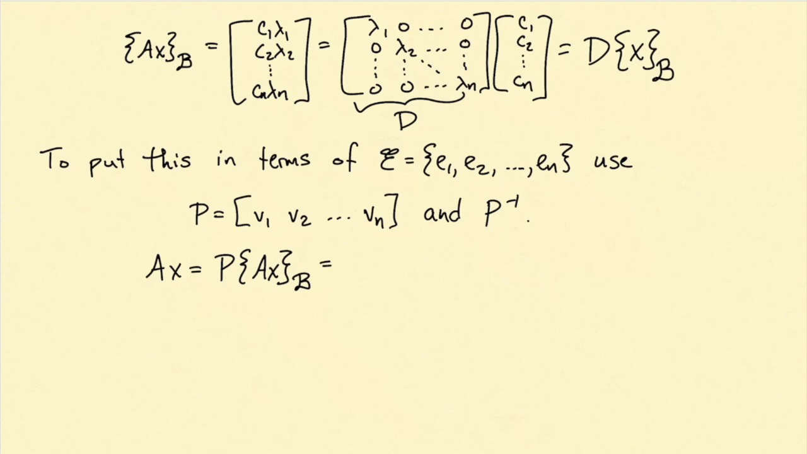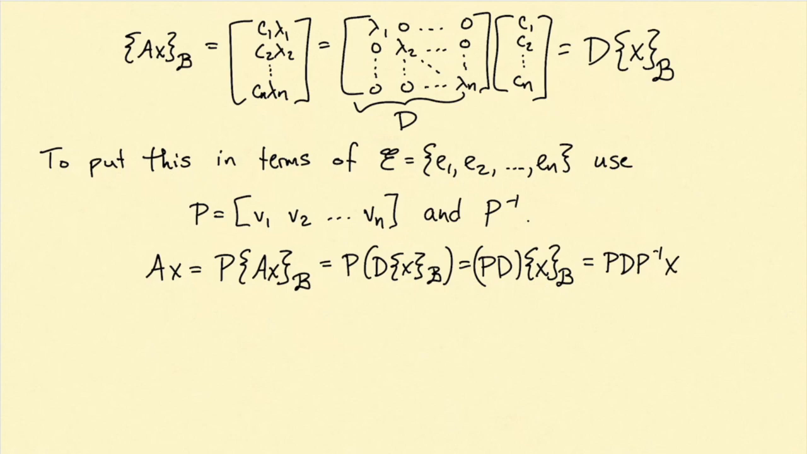Now, using the top line, we can rewrite this as P times D multiplied by x expressed in the coordinates for B. We can use the associativity of matrix multiplication to shift this set of parentheses over to the P and the D, and we can remember that we obtain x in the new coordinates simply by multiplying x by P inverse on the left.